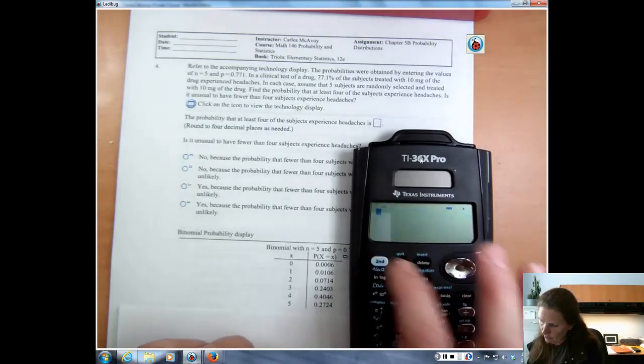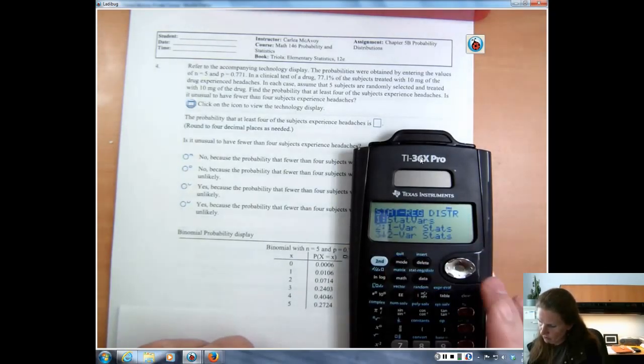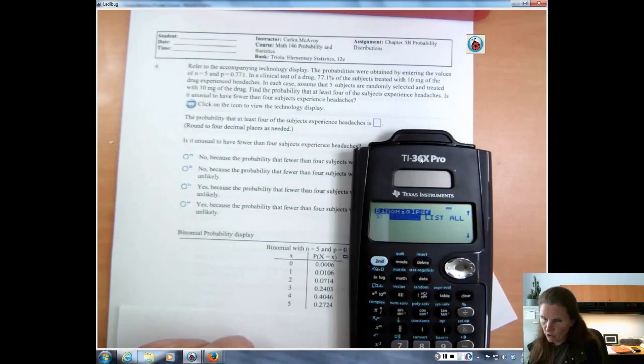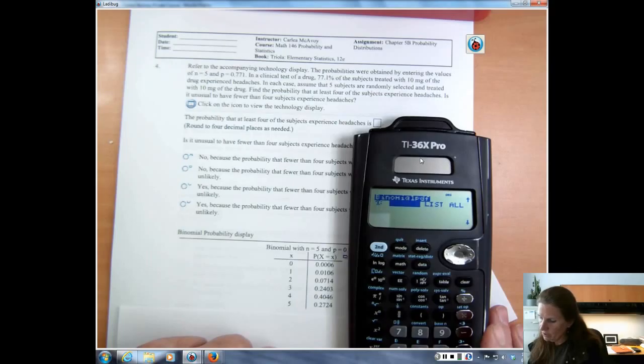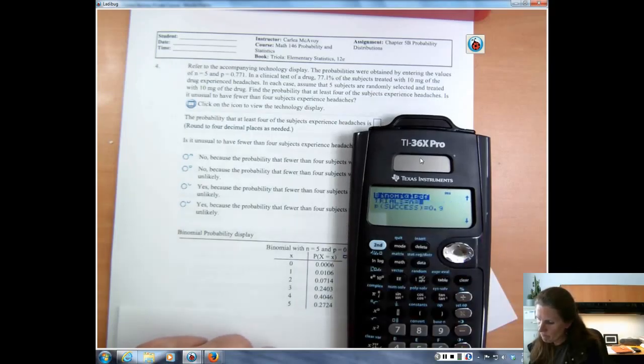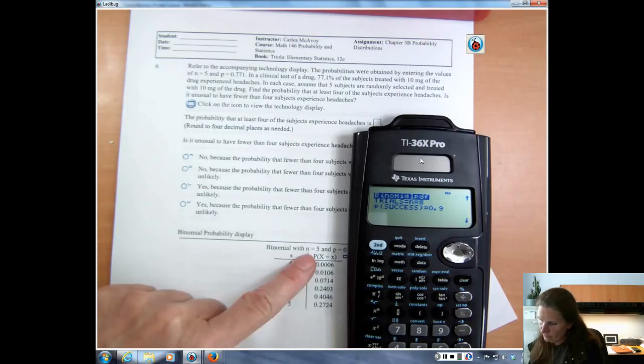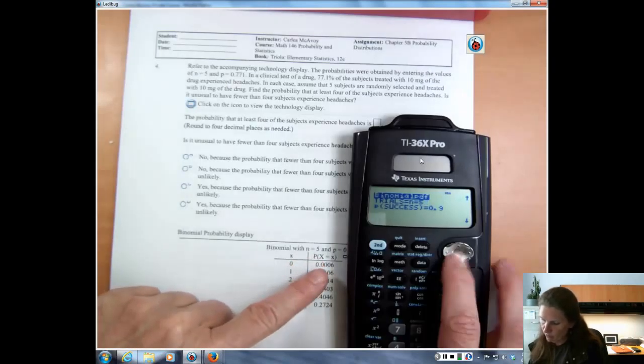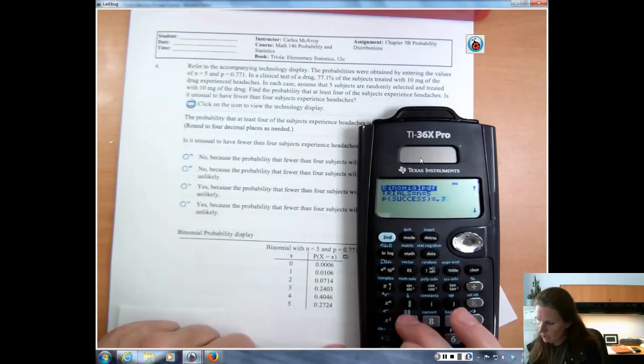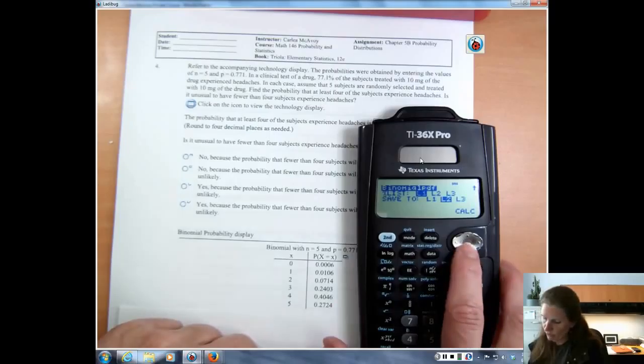So second function, data, go to distribution, go down to 4. If you hit 4, you can scroll down to 4 and hit enter, or I just hit 4 because I knew it was at 4 and it brings it up. I don't want a single one, I want a list of them this time. And I know that n was 5. The probability was 0.771. And notice it doesn't ask me for the successes because I want all of them, so it doesn't ask me which ones I want. I'm going to put the 0 through 5 in the first column, and I'm going to put the probability of success in the second column, which is fine, and then I hit calculate.